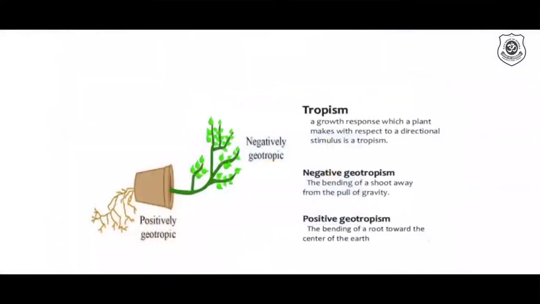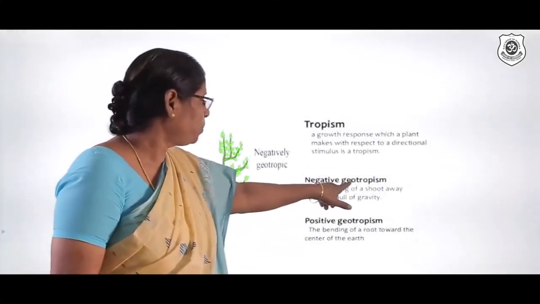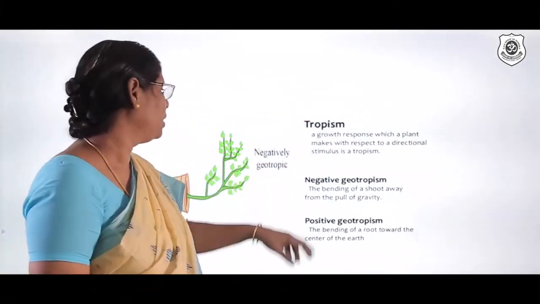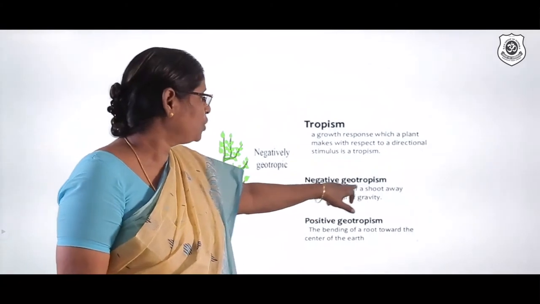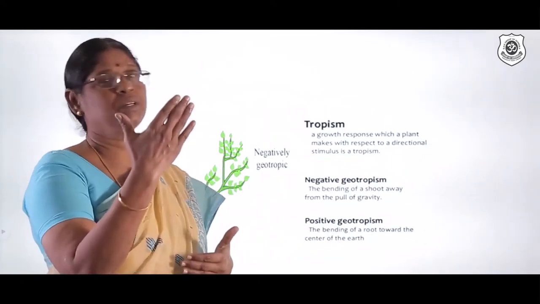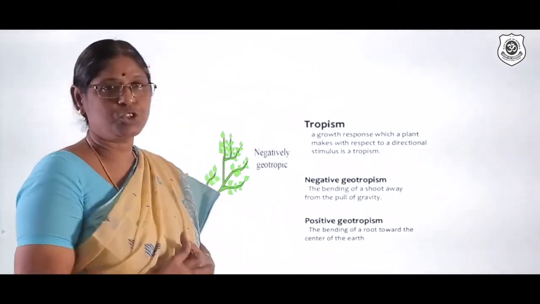Now let us see some more points about geotropism. Of course, you know what is tropism. Tropism means a growth response which a plant makes with respect to a directional stimulus. That's the definition. Now, what do you mean by negatively geotropic and positively geotropic? Geotropic means, as I told you, plants show movement towards the soil. Negative means the bending of the shoot away from the pull of gravity. That is, if it grows away from the earth, we call that negative geotropism.